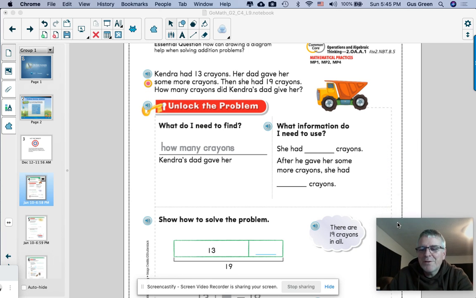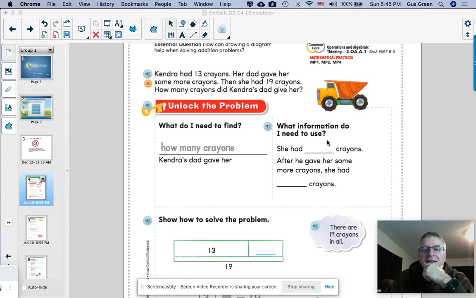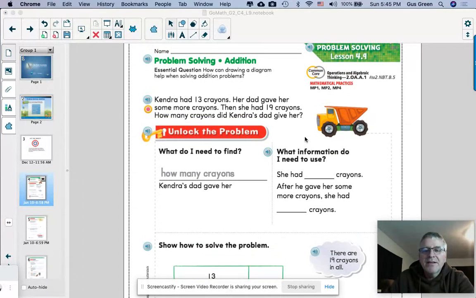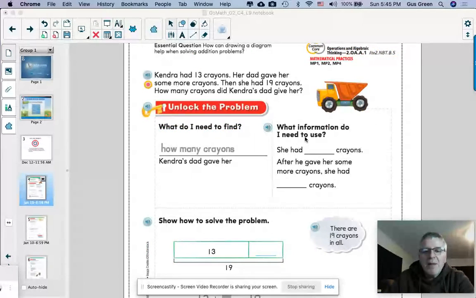I'm going to walk you through another math lesson. And today we're going to do an unlock the problem, and we're going to see how making a drawing or using a diagram can be a good strategy to help you solve problems.